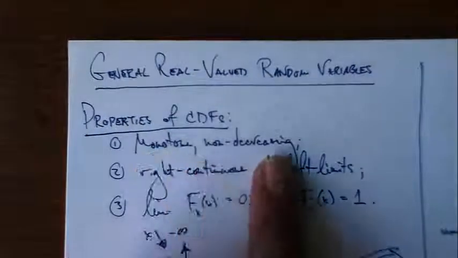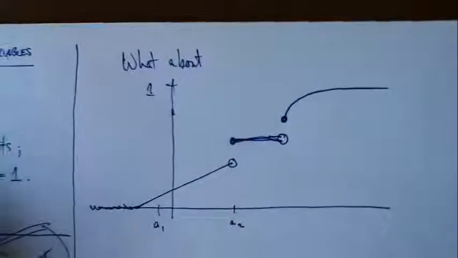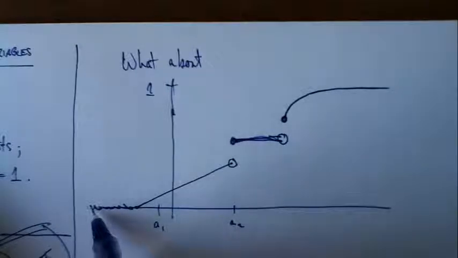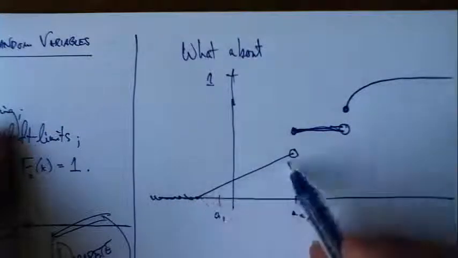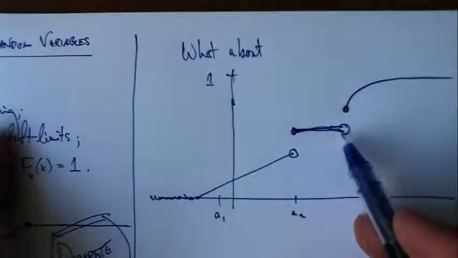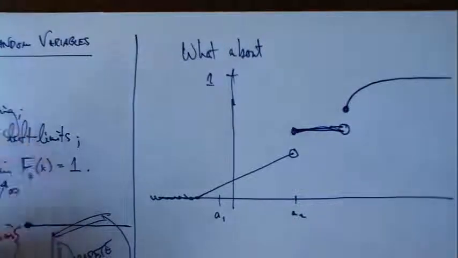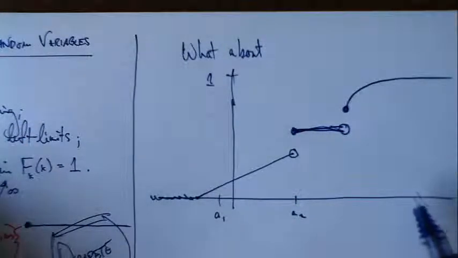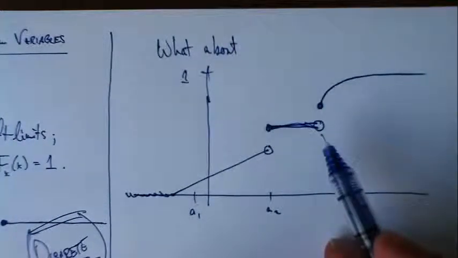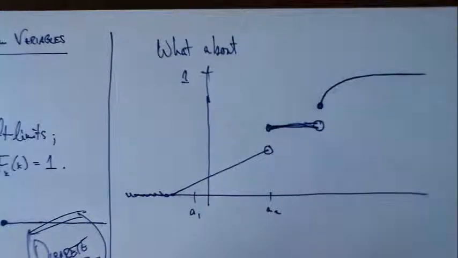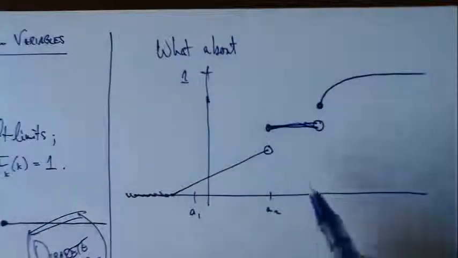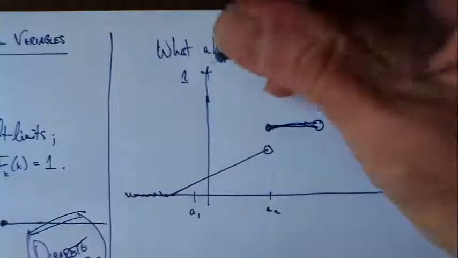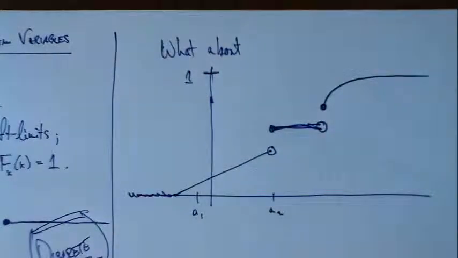It's monotone non-decreasing, isn't it? Here it's not increasing or decreasing, so it's not decreasing. Here it's increasing. It's also right continuous with left limits everywhere, even at the jump points, because of the way that I've drawn the dark and open circles there. Also, the limit as you approach negative infinity is 0, and the limit as you approach positive infinity is still 1. So this is also a CDF.